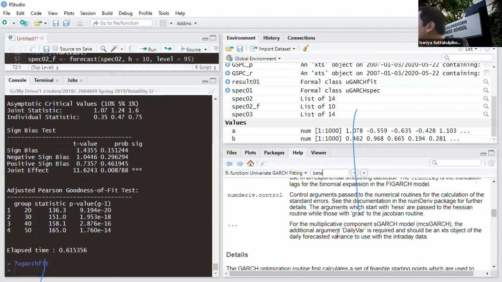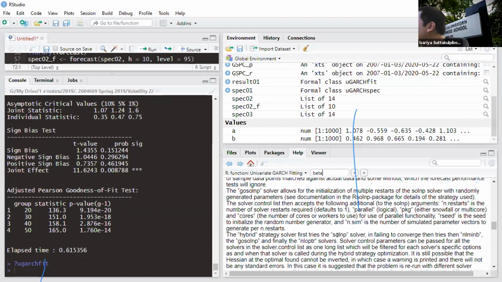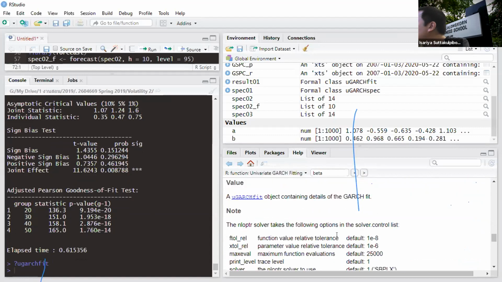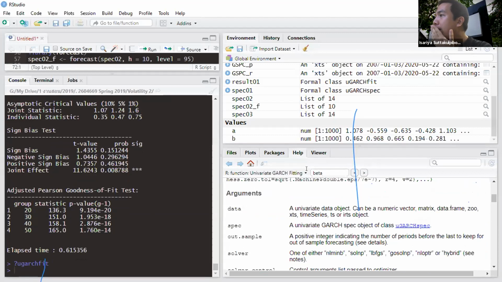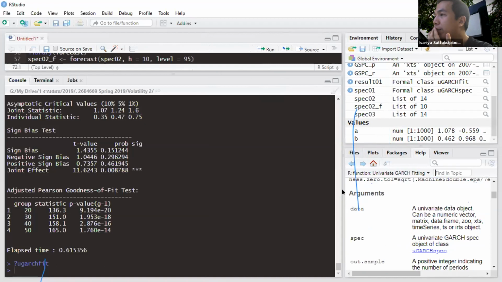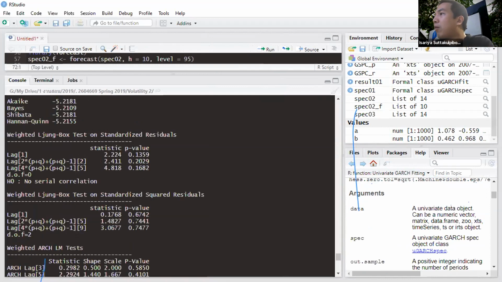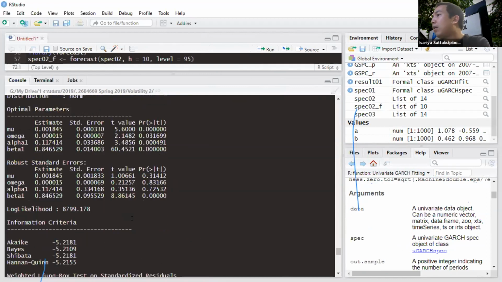Solver control. Okay, I'm going to answer the question of which one is alpha and which one is beta later in the Line group, just to save time. But anyway, I want you to understand that this is probably not the point at this time, because what we want to do is just take the result and then do the forecast, right? We don't have to worry about which is which.